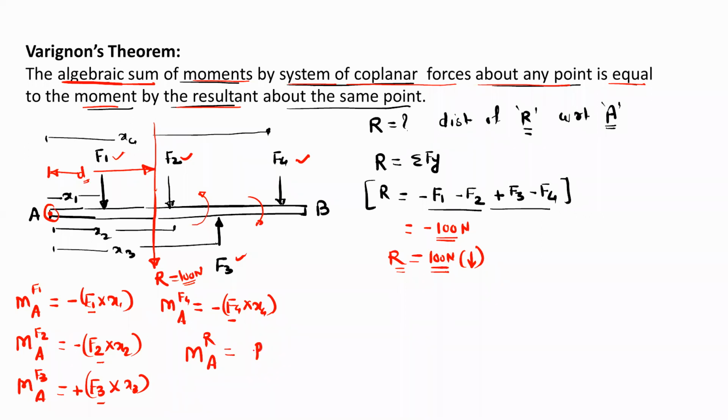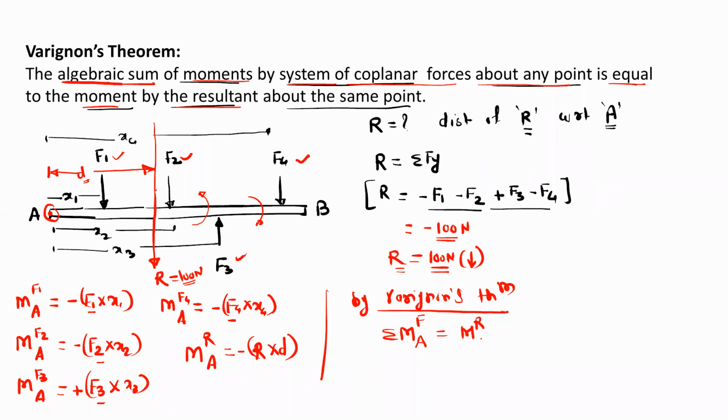So moment will be R into D, and this moment is clockwise. Okay, so it is negative. So Varignon's theorem is: by Varignon's theorem, summation of moment by system of forces about the given point A is equal to moment by the resultant about the same point A. So this is a mathematical equation for Varignon's theorem.